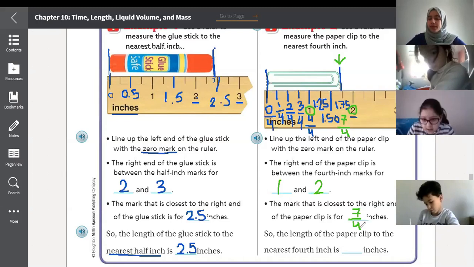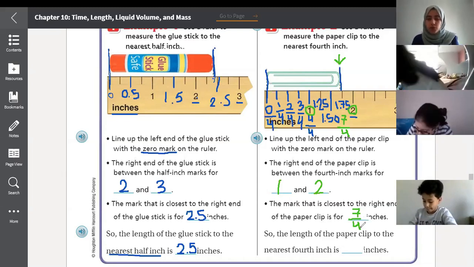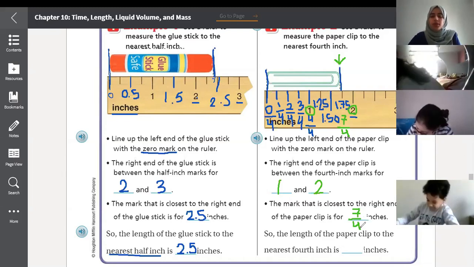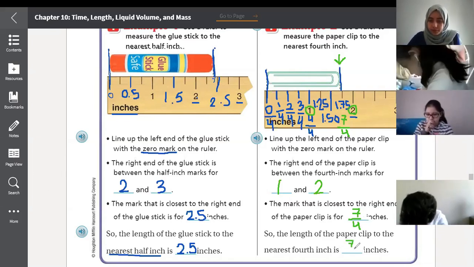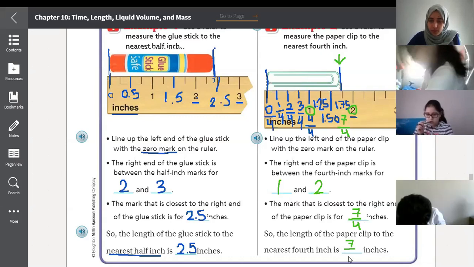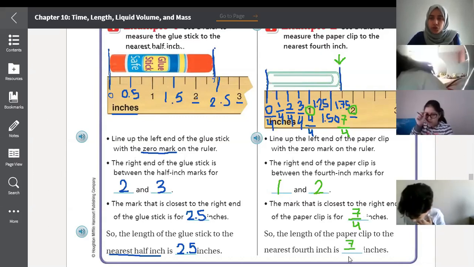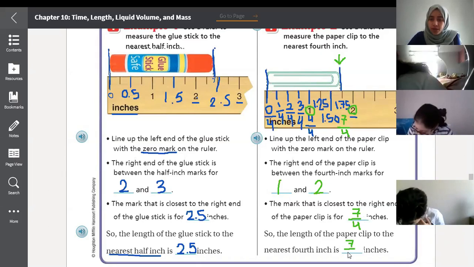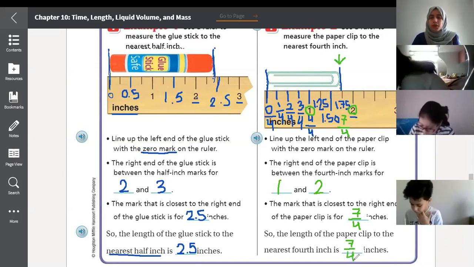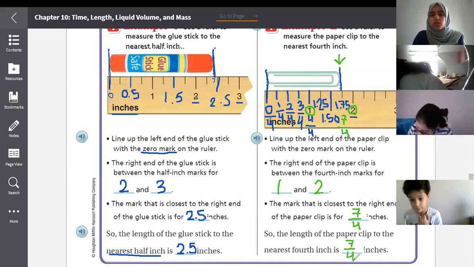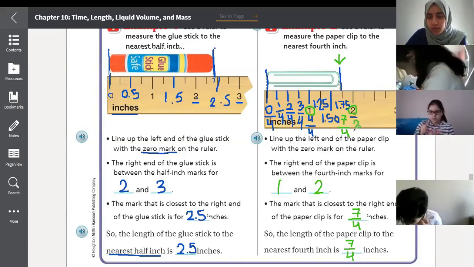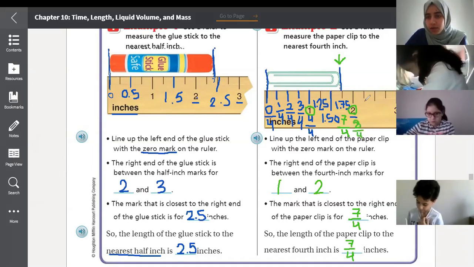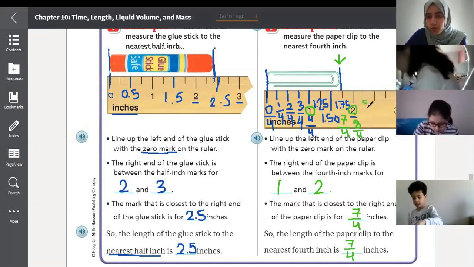So the length of the paper clip to the nearest 4th inch is 7/4. And if you guys are unsure how to find the fraction, you can simply add 1/4 every time. So 2, if I continue, is going to be 8/4, because I'm only adding 1/4 every time. This is going to be 9/4.